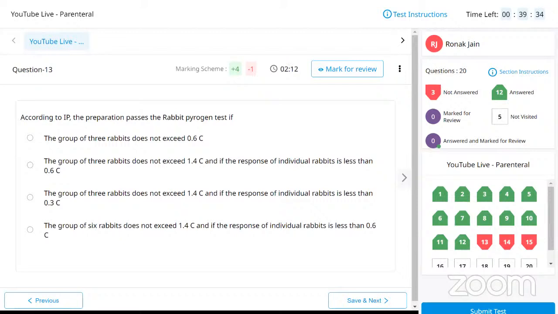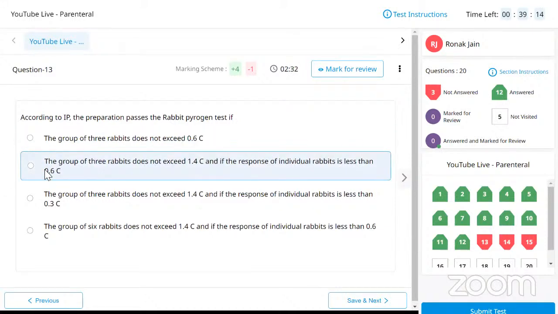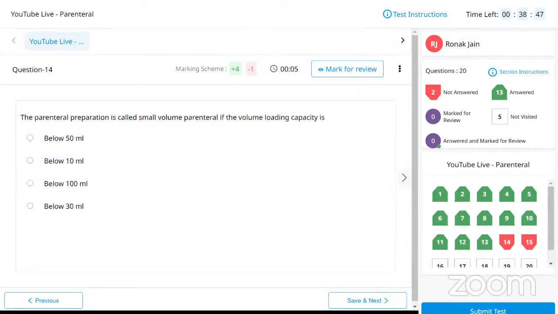If you go and look in the IP, specific terms and conditions are given for when we can consider that the formulation is pyrogen free, if the temperature of the rabbits meets this criteria. Hence we can conclude that the formulation does not have pyrogen. So based on the options that we have, this is the option which is also mentioned in the IP. If the group of 3 rabbits cumulative does not exceed 1.4 and the individual rabbit's temperature is less than 0.6 Celsius, hence we will conclude that the formulation does not have pyrogen. Moving on to the next question.